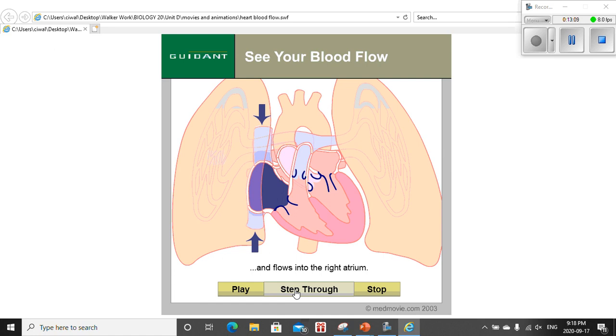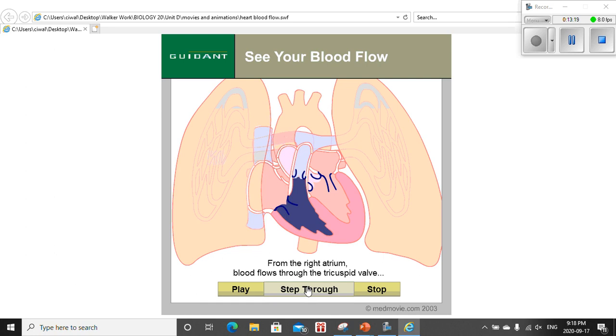From the right atrium, yes, there is a little bit of contraction, but for the most part, it just flows through this valve, which isn't open all the time, but it's going to flow through the valve and into the right ventricle. And from there, that right ventricle is going to contract and forcibly move this blood through this semilunar valve into the pulmonary arteries, carrying blood away from the heart.